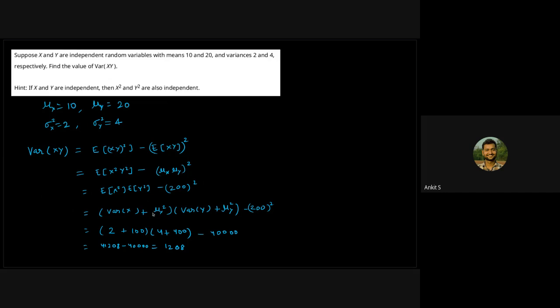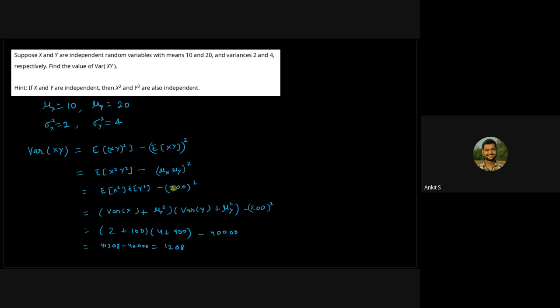What about this? Suppose x and y are independent random variables with means given and variances also given. We have to find the value of the variance of xy. Here you will just be using the properties of variance. It's given that if x and y are independent, then x squared and y squared are also independent. You have to use this and other properties of variance. So we will use the simple equation that you all remember. Variance of xy will be this.